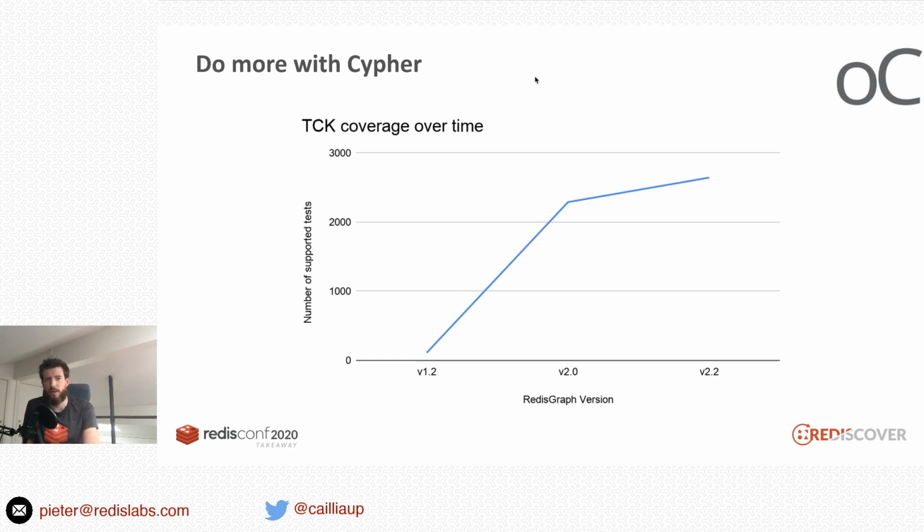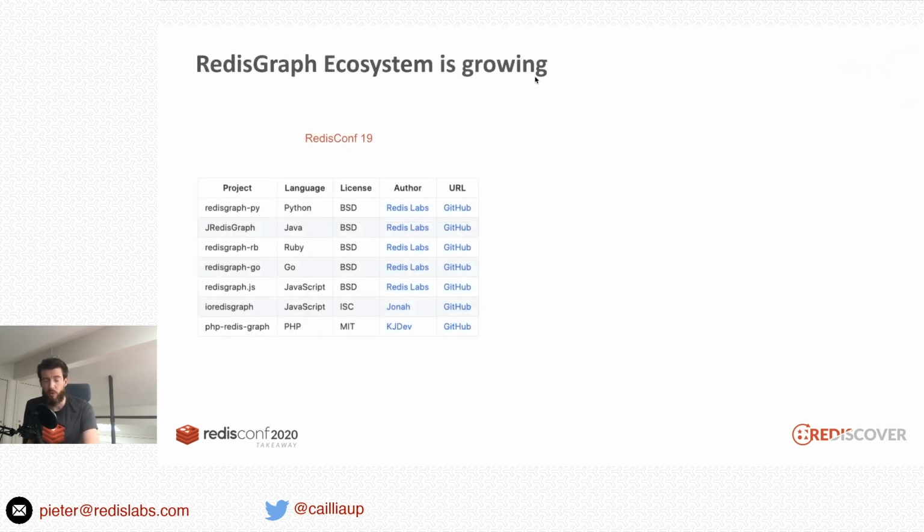Cypher also comes with a TCK, a toolkit that allows you to validate how much of the Cypher query language we support. But you can also see there is a clear upward trend, because with each version of RedisGraph we make a clear investment in supporting more of Cypher, to allow you to do more and to allow more use cases to be supported by RedisGraph.